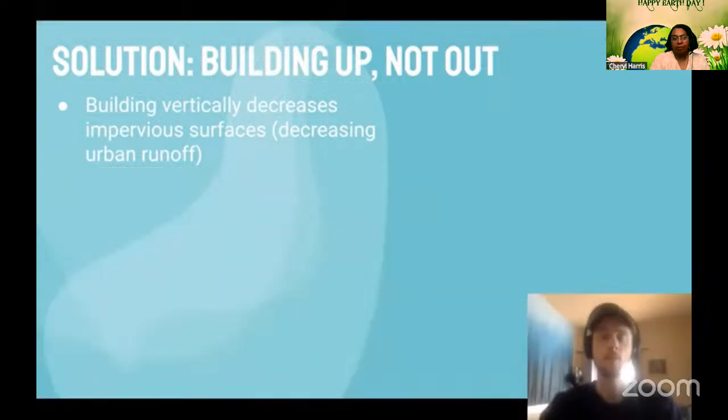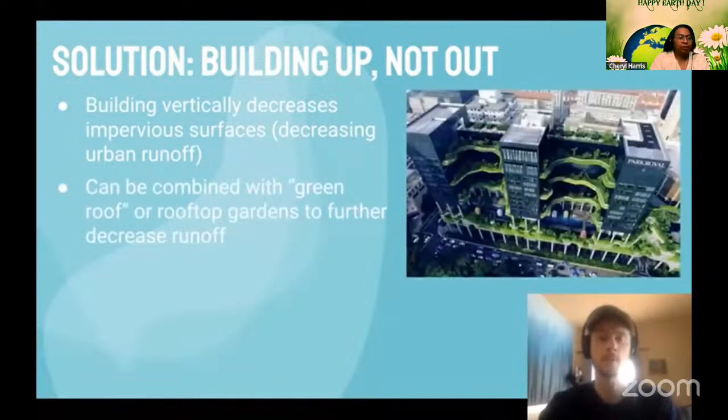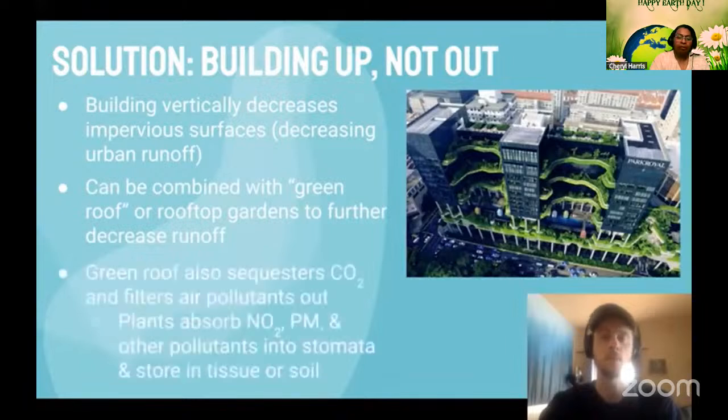We can also combine vertical building or building up with aspects of green infrastructure like green roofs or rooftop gardens. So we can put plants on our buildings, and that's going to allow them to soak up even more rainwater. It's also going to create habitats for local pollinator species. And remember that plants, especially trees, are able to take in air pollutants into the stomata or their leaf pores. And so that's going to help them filter things like particulate matter and nitrogen dioxide out of the atmosphere. And that's going to be really beneficial for air quality.